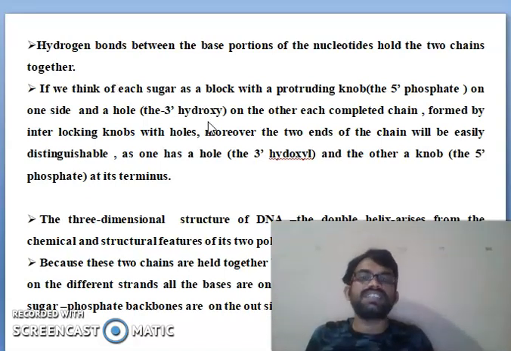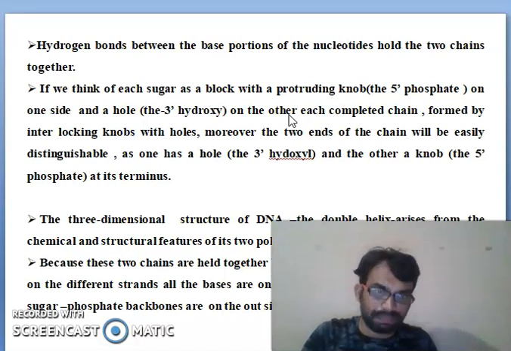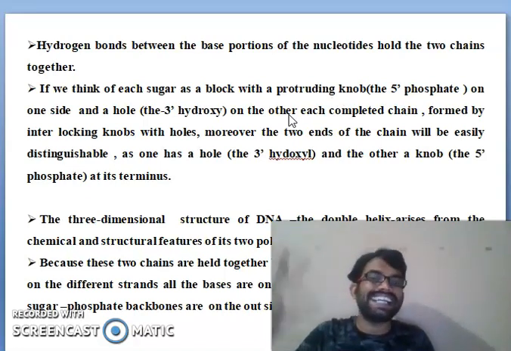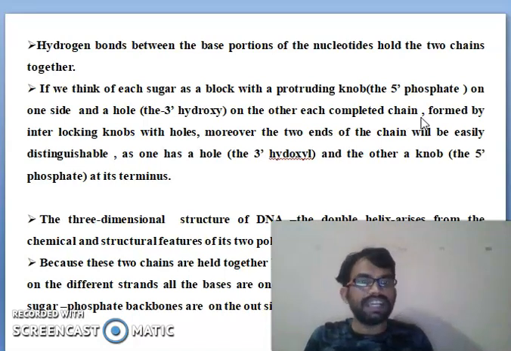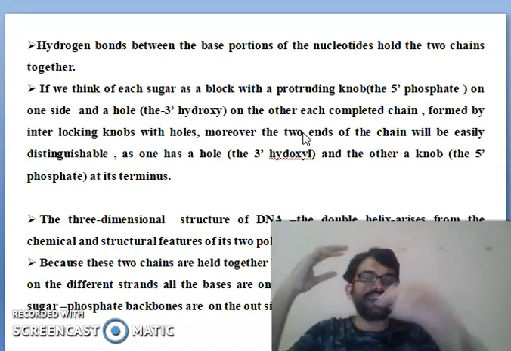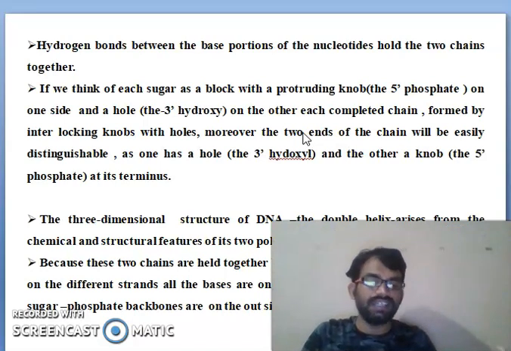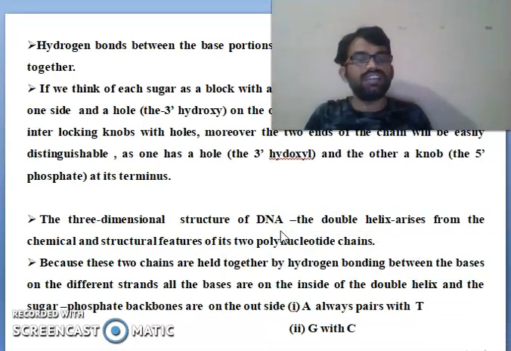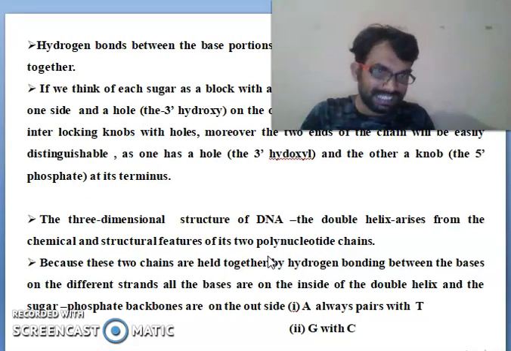Each sugar has a protruding knob called the 5-phosphate, and the other side, the hole, is called the 3-hydroxyl group, meaning the 3 end. So it is a complete chain with interlocking knobs and holes, and moreover the ends of each chain are easily distinguishable. You can see the 3-hydroxyl group on one side and the 5-phosphate group on the other, which we simply call the tail of each strand. The three-dimensional structure of DNA is the double helix, arising from the chemical and structural features of the two chains, as we discussed earlier.